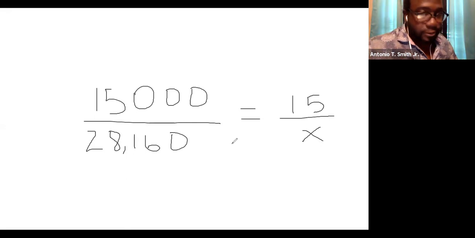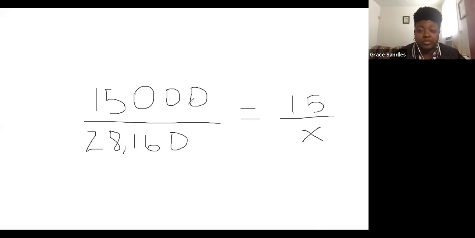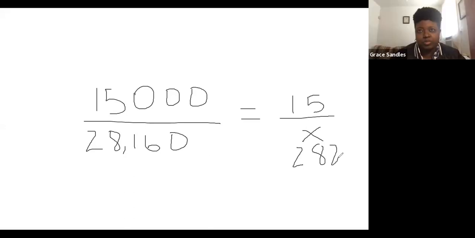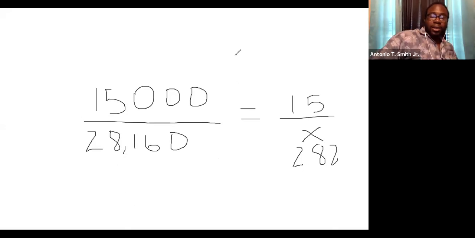Well, since we know that $15,000 divided by 1,000 is 15, you take the $28,160 divided by 15. So it's about 282 people. If you round, it'll be 282 people, because it's actually 281.6. Thank you very much. And you can close that now.